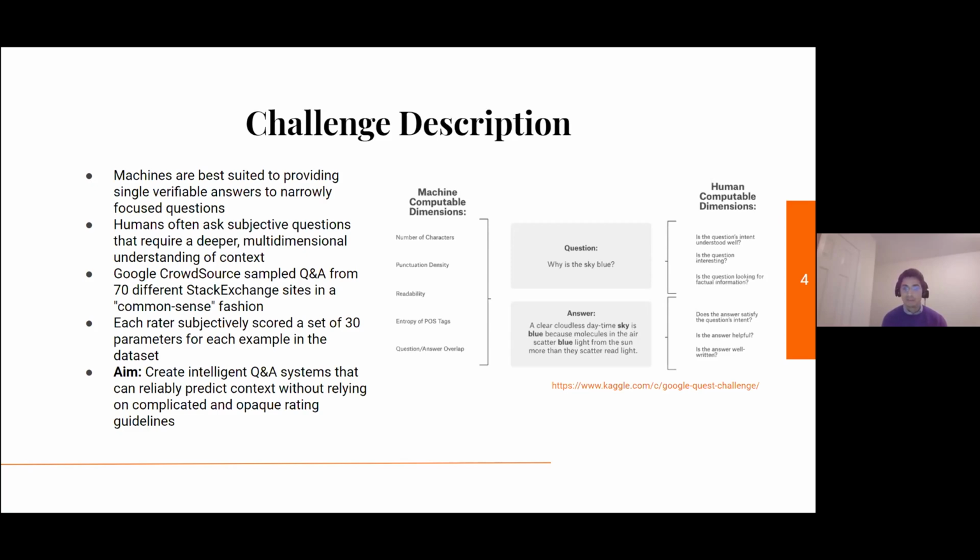So Google decided to utilize their crowdsourced labs, which is dedicated towards NLP, to sample Q&A questions from 70 different Stack Exchange sites in what they say is a common sense fashion. I don't know what that means, but they didn't elaborate any further. They said the same thing with regards to the way that they provided classes. The way that crowdsource works is that it's similar to Mechanical Turk. They give users a prompt and a particular example, and then they rate it according to whatever metric they're trying to collect. In this case, that's what they did for 30 classes in this data set. So the aim here is to create intelligent Q&A systems that can reliably predict context the same way that humans do, without having to utilize some complicated set of guidelines.